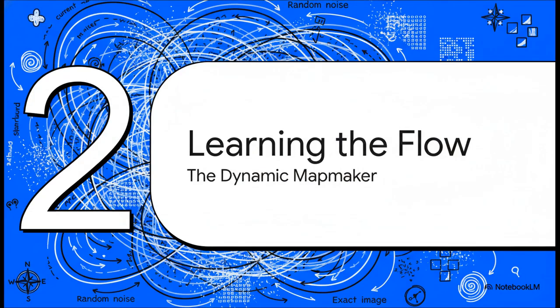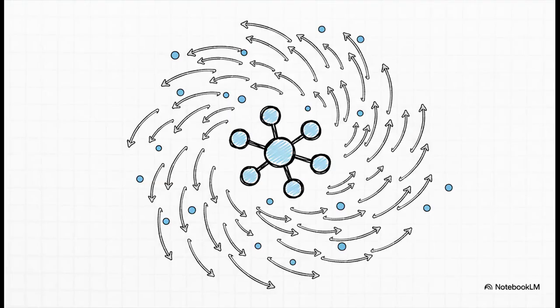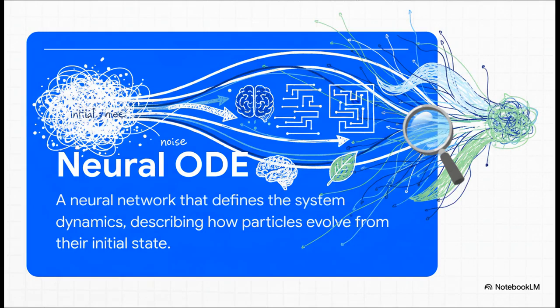So we know how to follow a current if we have the map. But how do we design the perfect map, the perfect vector field that takes random noise and turns it into the exact image we want? This is where the AI really comes into play. We don't have to design that vector field by hand. We actually train a neural network to do it for us. The network basically learns to become our dynamic map maker. You give it any particle's position and a point in time, and it spits out exactly where that particle should go next. And this right here, this is the core concept of a neural ODE.